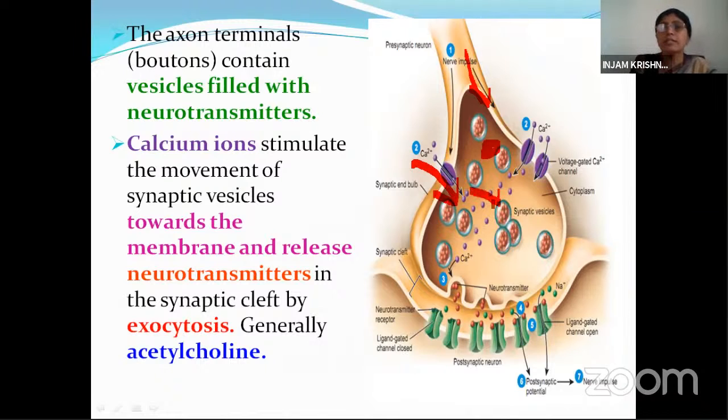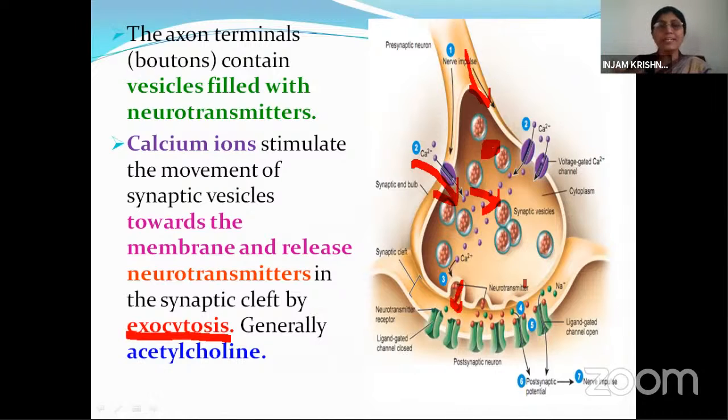They move towards the membrane and release neurotransmitters in the synaptic cleft by the process of exocytosis. What is exocytosis? Already you know it. Exocytosis means some substance moves from inside to outside. If it moves from outside to inside, it is endocytosis.